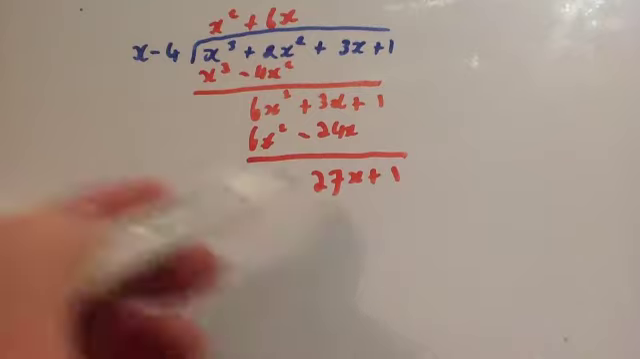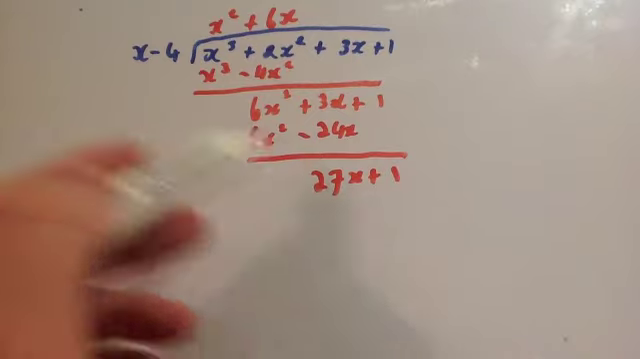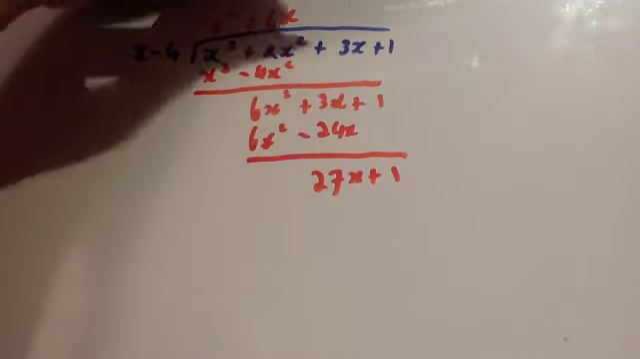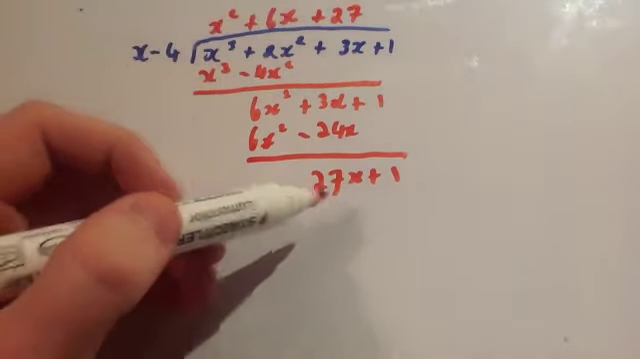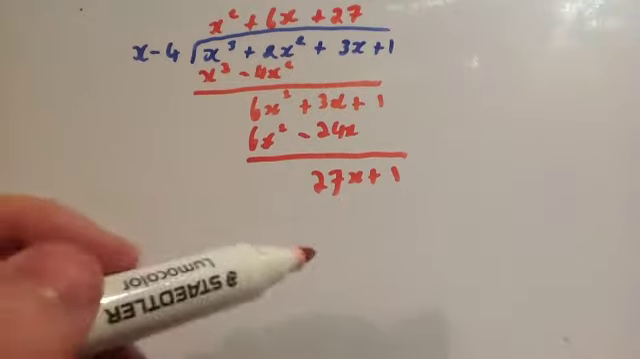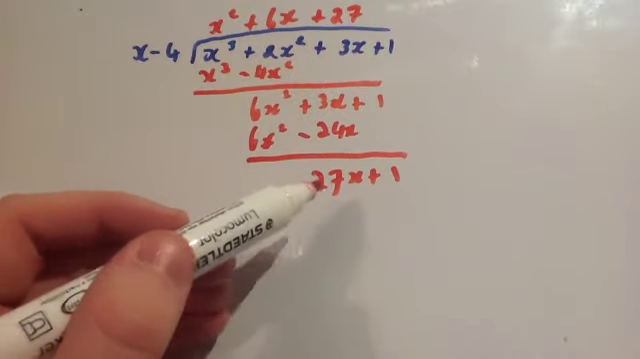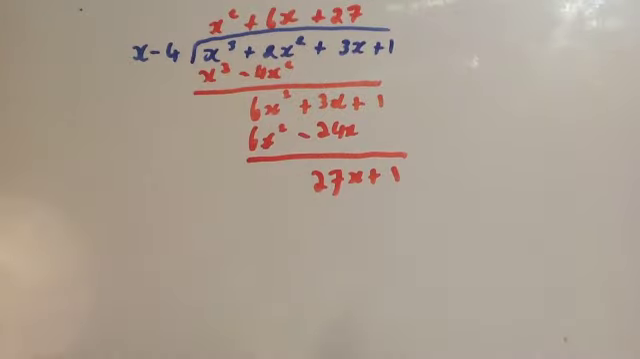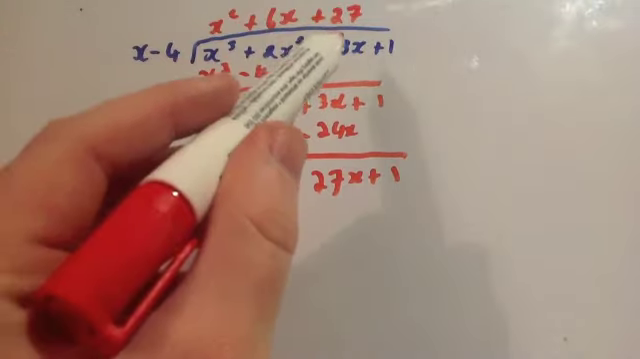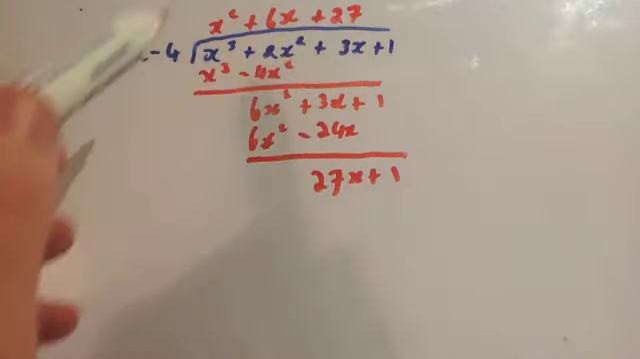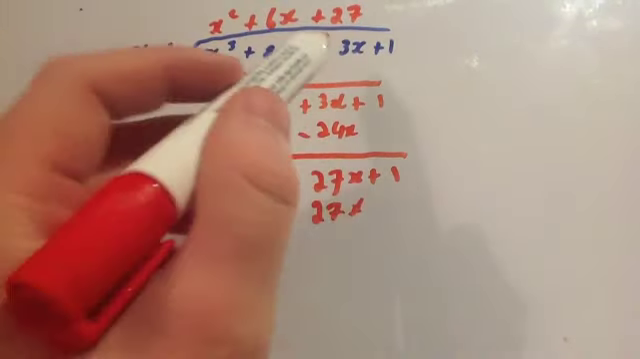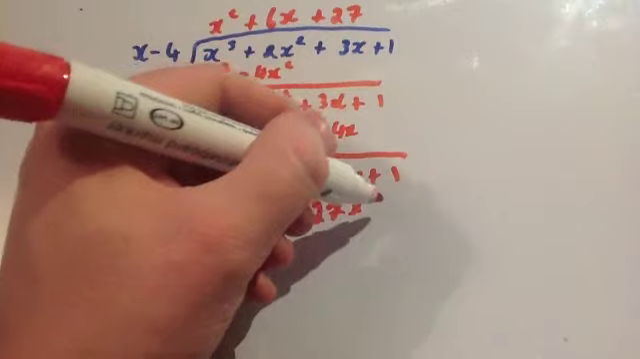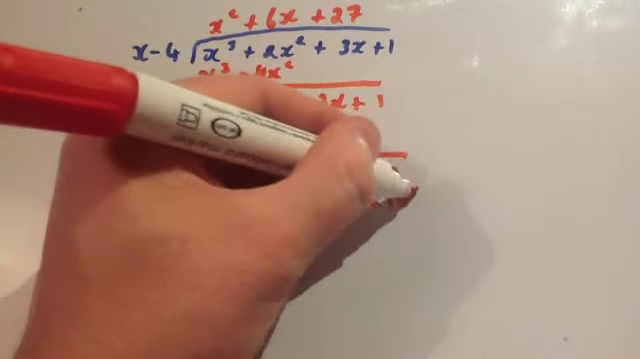Again, we're going to divide this first term by the x, so 27x divided by x is plus 27. So that goes up here. Every time you subtract, you divide the first term by the first term in your divisor, and then you write your answer at the top. Again, we're going to multiply, so 27 times x is 27x, and 27 times minus 4 is going to be minus 108.